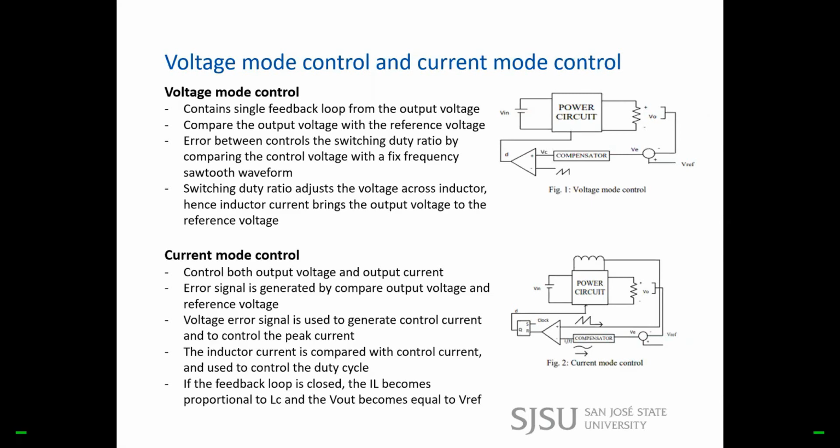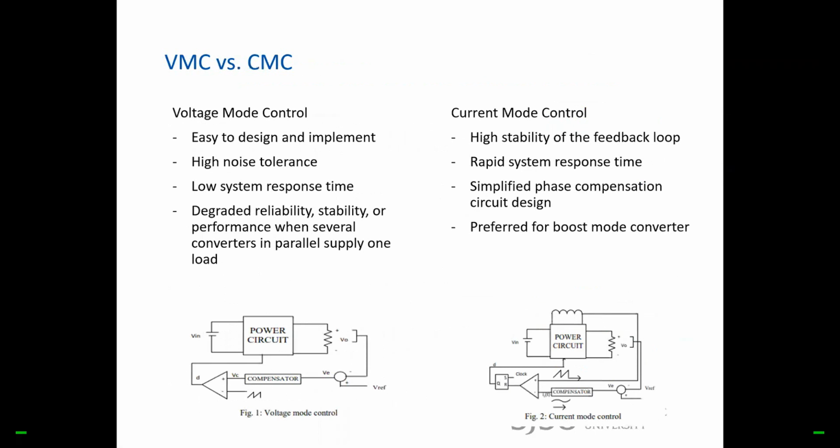The signal is generated and compared to a reference voltage, and then we use that error signal to generate a controlling current. That controlling current will then control the inductor current. We use these instead of duty cycle if we want to have different characteristics. They both have pros and cons, which will be discussed in the next slide.